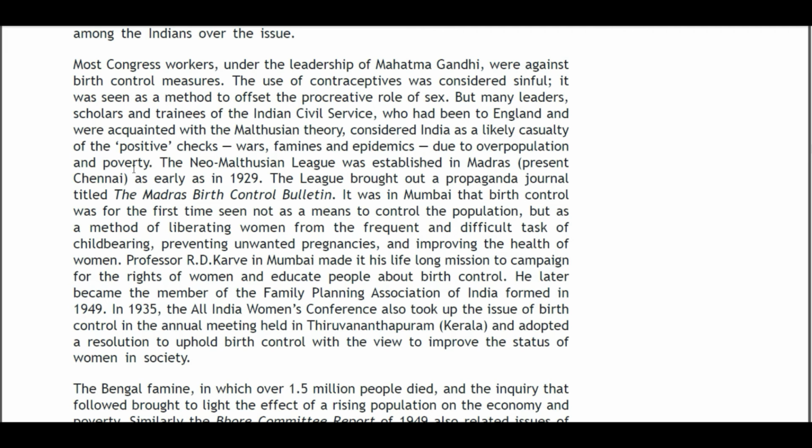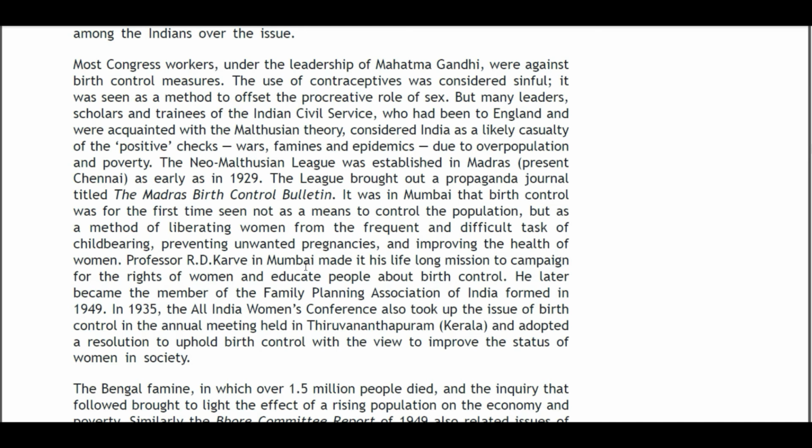Due to overpopulation and poverty, the Neo Malthusian League was established in Madras, presently Chennai, as early as 1929. The League brought out a propaganda journal titled the Madras Birth Control Bulletin. It was in Mumbai that birth control was for the first time seen not as a means to control the population, but as a method of liberating women from the frequent and difficult task of childbearing, preventing unwanted pregnancies, and improving the health of women.